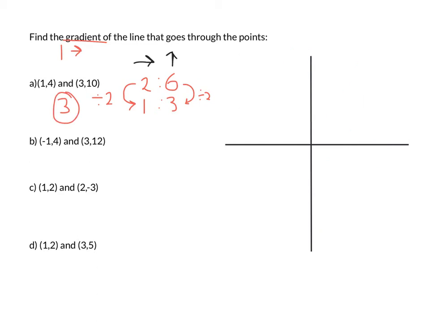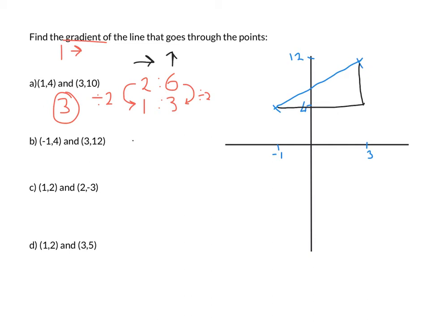Next up we've got the points minus 1, 4 and 3, 12. So part B. So again, draw your points on. Minus 1, 4. Let's say that's about here, where that's minus 1. And that's 4. And then 3, 12. And let's say that's about here, where that's 3. And that's 12. And again, join your points together and draw on your right angle triangle.